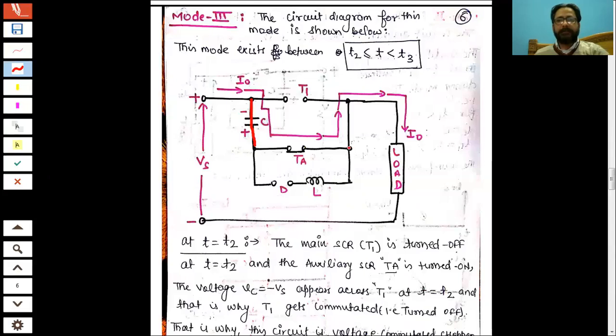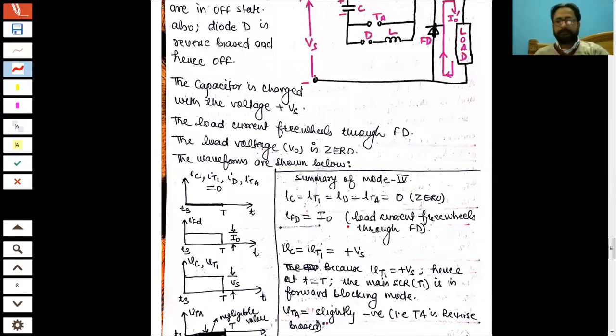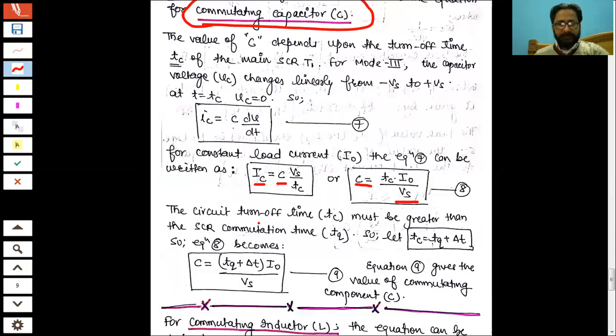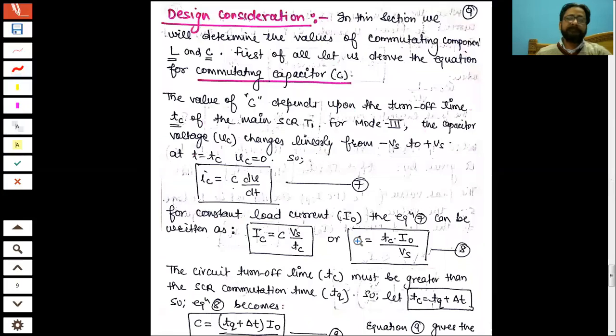So the capacitor current is equal to I naught, right? IC is equal to I naught, so we have this equation. Now, the circuit turn off time Tc must be greater than the SCR commutation time. Now I hope you all know what circuit turn off time is, and the difference between circuit turn off time and SCR commutation time.